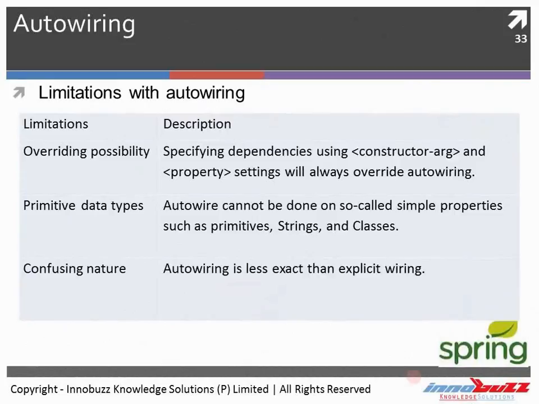But in this auto wiring, there are certain limitations. Overriding possibility: specifying dependencies using constructor-arg and property settings will always override auto wiring. Primitive data types: auto wiring cannot be done on so-called simple properties such as primitives, strings, and classes. Confusing nature: auto wiring is less exact than explicit wiring. So these are the limitations of using auto wiring.